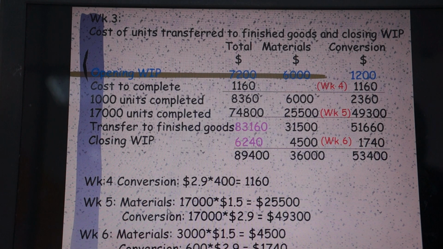So look at the working number 5. Okay, 17,000 is the total unit completed. Okay, times 1.5 for materials, times 2.9 for conversion cost, we get the total cost 25,500 and 49,300. And lastly is transfer to finished goods. Okay, we have to transfer to finished good with this cost. Okay, for the total of 1,000 unit completed and 17,000 unit completed, this is the cost that we have to transfer to finished good.